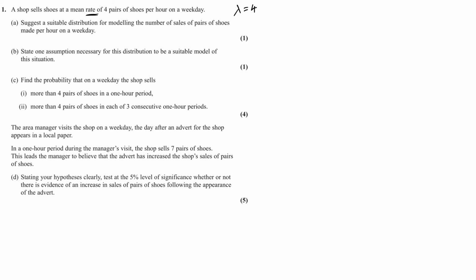Okay, so part A suggests a suitable distribution model for the number of pairs of shoes sold per hour. Always check that it's the same per hour, so it's just going to be X, or a random variable, whatever letter you want to use, Poisson, lambda is 4.